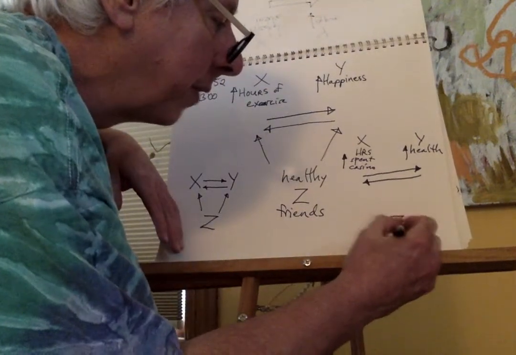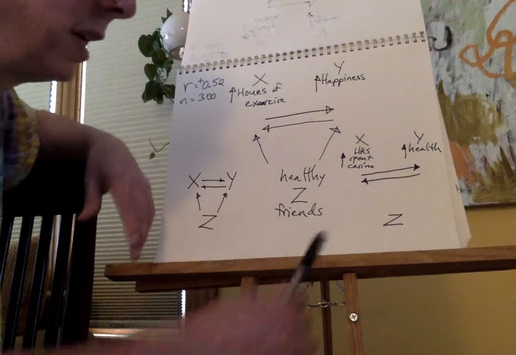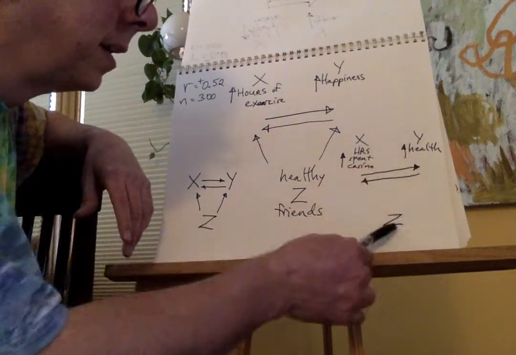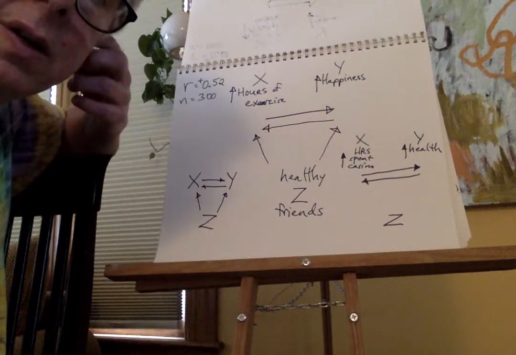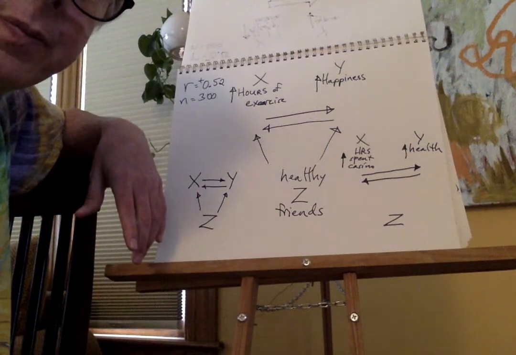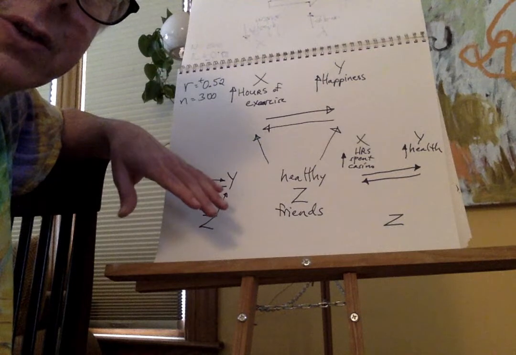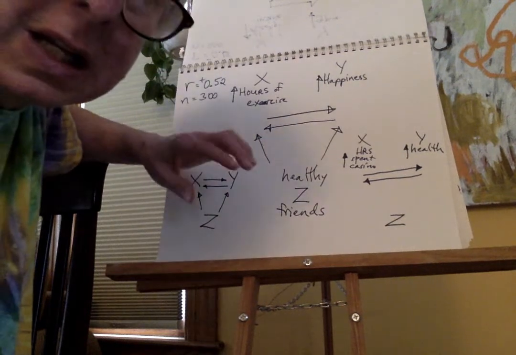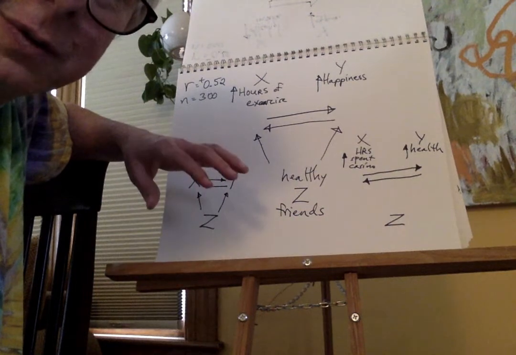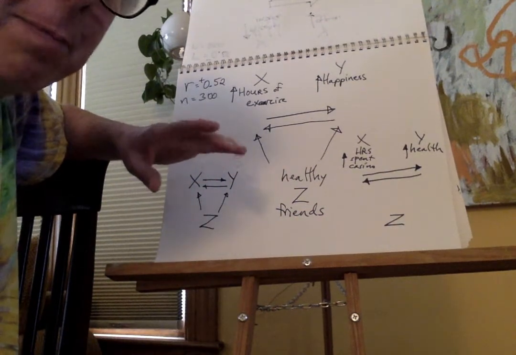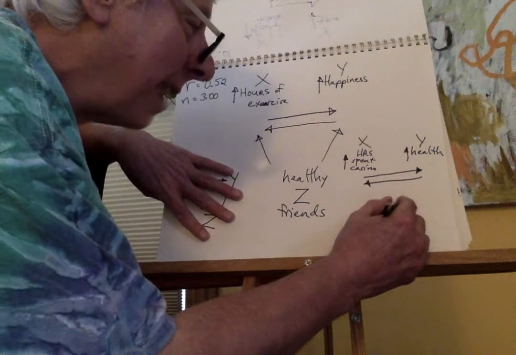Can we think of a third variable? Can we think of a variable that might be related to better health and might be associated with more hours spent at a casino? Can we think of a third variable? I'll give you a hint. What do you need to go to a casino? Money.